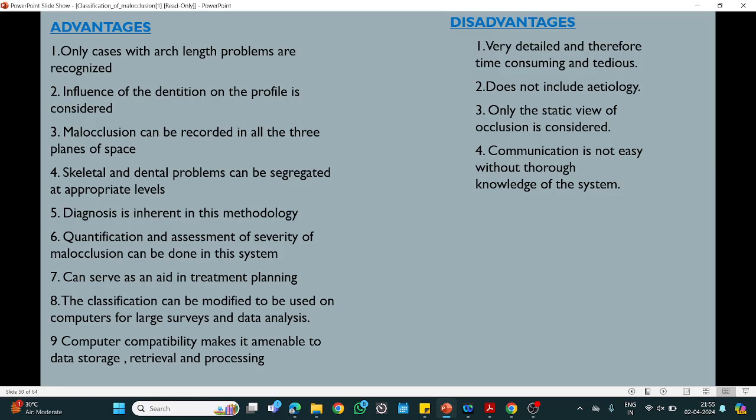The disadvantages: it is very delicate, very detailed and therefore time consuming. It does not include etiology. Only the static view of occlusion is considered. Fourth, communication is not easy without a thorough knowledge of the system.